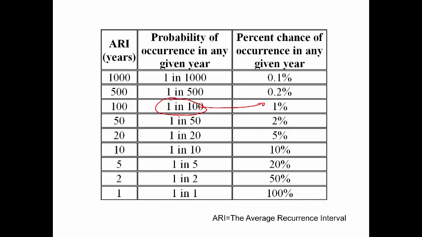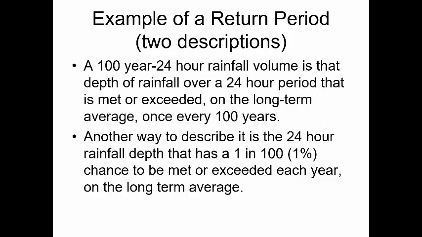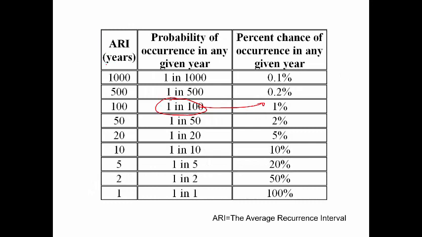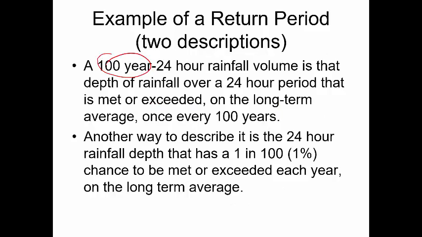Now, tied to that recurrence interval is the duration of the storm as well. So, for example, here, a 100-year, 24-hour rainfall storm. So it's tied to the duration. So this is a 100-year storm, meaning that it's a storm that has the probability of occurring in a year at 1%. And this is the duration of 24 hours. So for 24 hours, it's going to be raining.